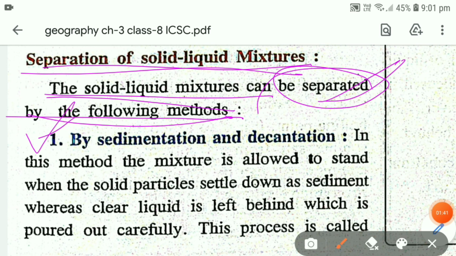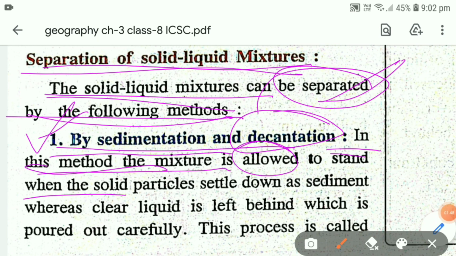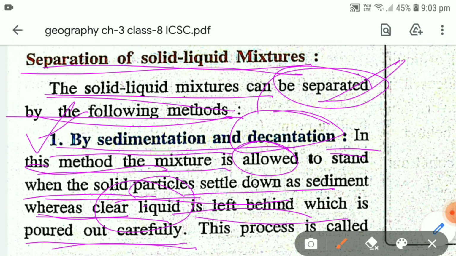See, the first method is sedimentation and decantation. In this method, the mixture is allowed to stand when the solid particles settle down. So we keep the mixture for a time so that the solid particles settle down and the liquid stands above. Solid particles settle down as sediment, whereas clear liquid is left behind, which is poured out carefully. This is called decantation. Sedimentation followed by decantation helps in the separation of solids and liquids.